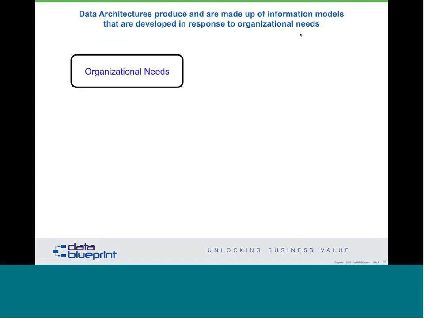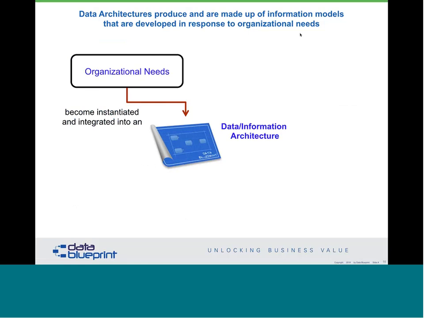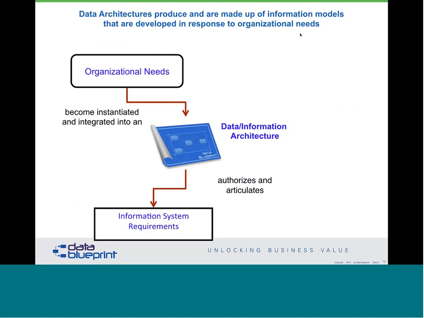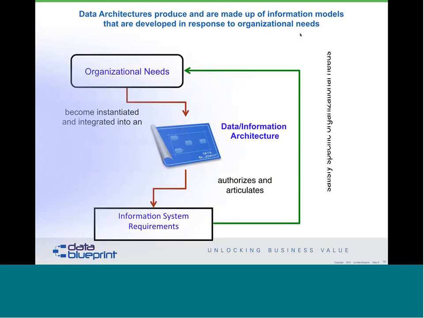Now, one of my favorite diagrams is this one that we created well over 20 years ago to explain this to some executives. There is an organizational need of one form or another, and that organizational need for information becomes instantiated and integrated into a data or information architecture. That information architecture specifically authorizes and articulates some form of data information system requirements. The problem is most people think you're done when you do that once. As we all know, if we get older, you never get it right the first time. So you need a feedback loop in there so that you can say, hey, did we get it right, and can we continue to utilize that in the process?